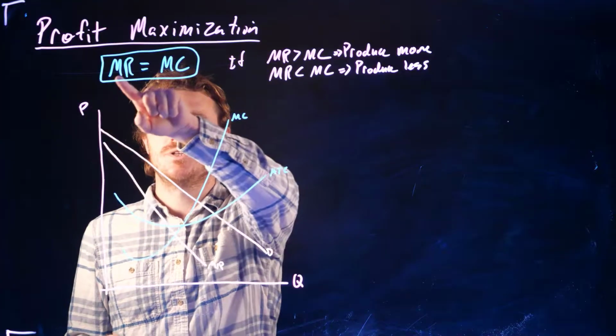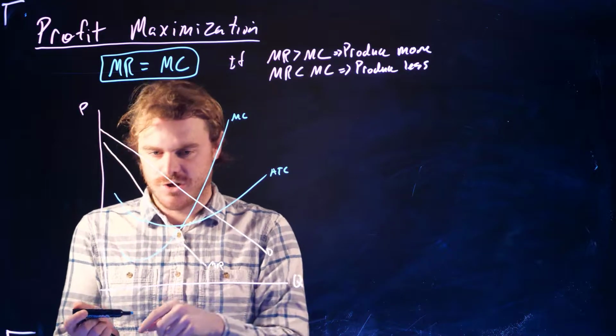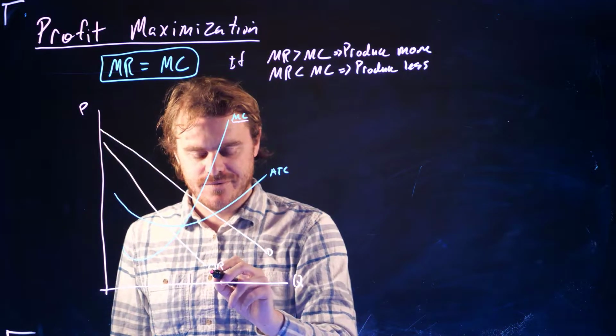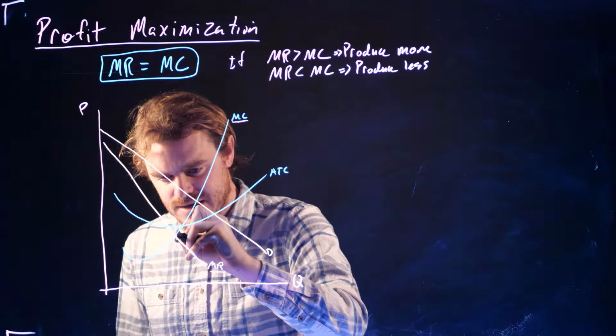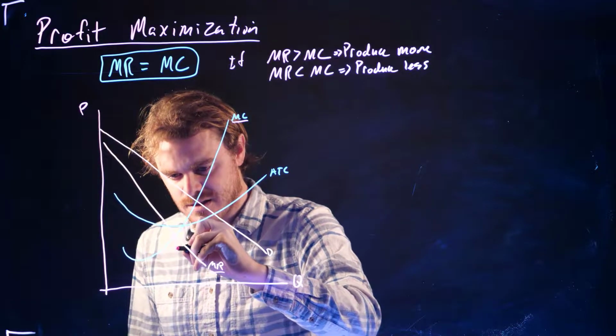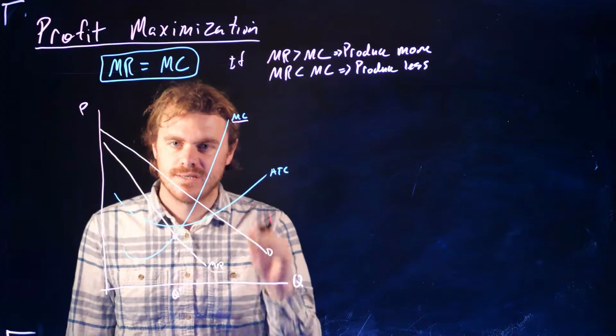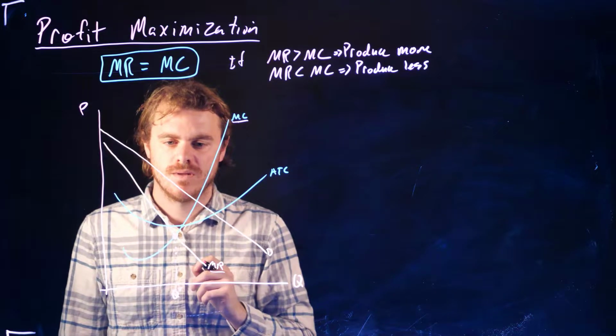All right, so marginal revenue equals marginal cost. We just have to find that point. Here's our marginal cost curve. Here's our marginal revenue curve. Here's where they cross. That tells us the quantity that this monopolist should produce.